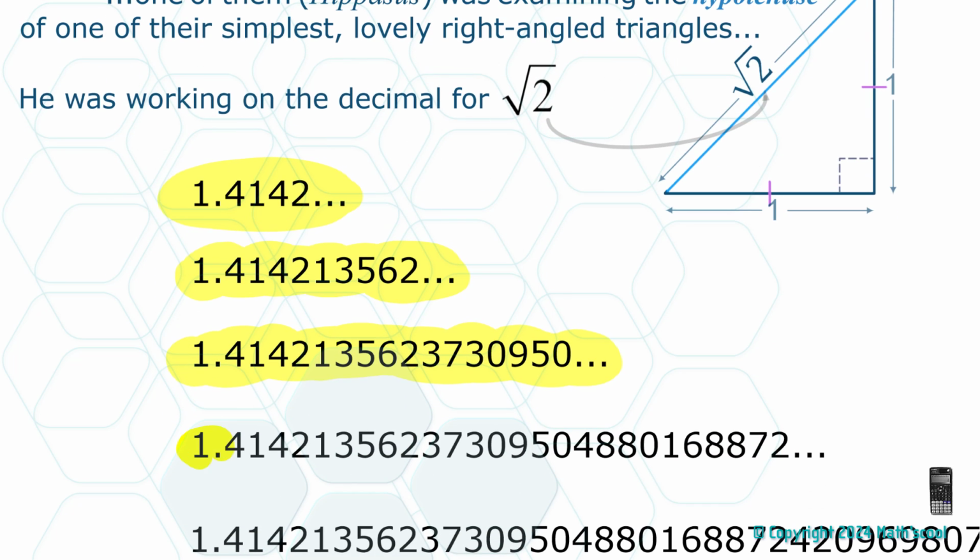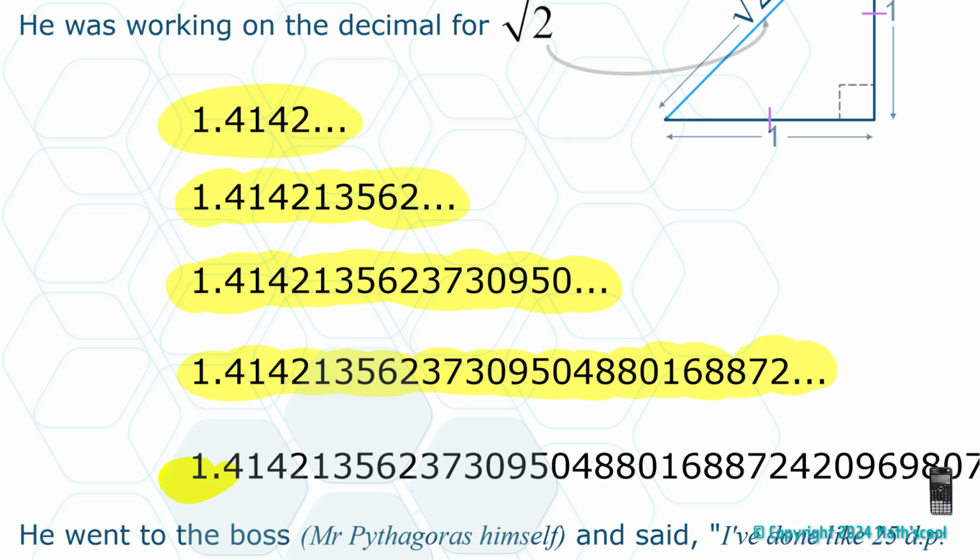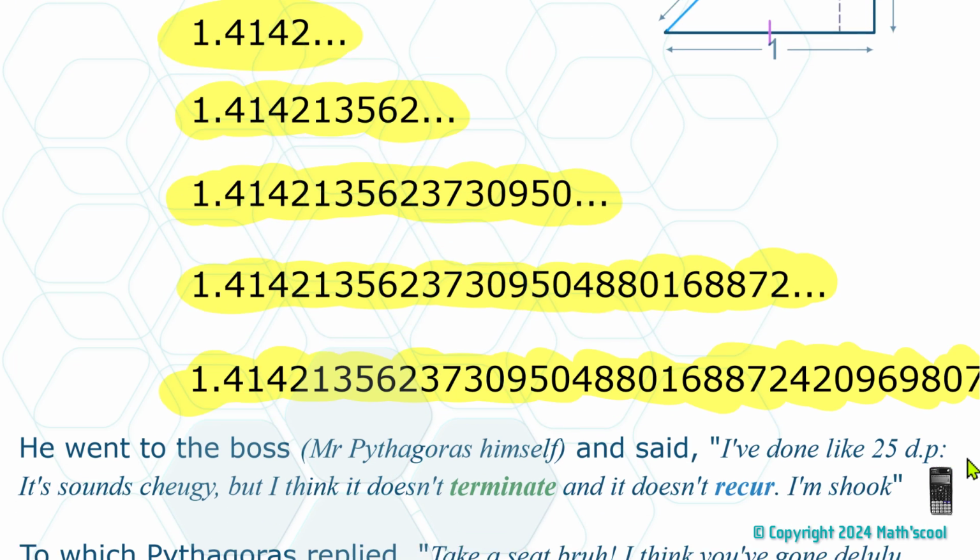He did more. It's not repeating. There's no pattern that's repeating, and it's not terminating. And he did more, and it's still not repeating, and it's still not terminating. And he's done, like, 30 decimal places. So he thought to himself, what's going on here?